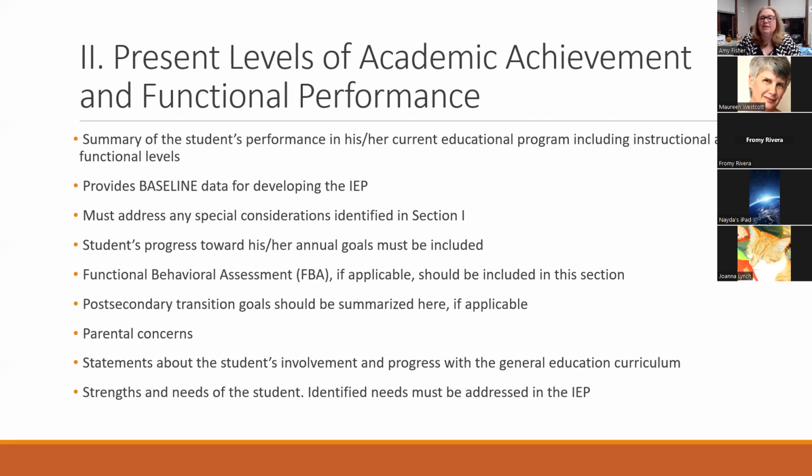Okay. The second section of an IEP is called the present levels of academic achievement and functional performance. In this part of the IEP, you will see a summary of the student's performance in his or her educational program, including instructional and functional levels. So this is, what's my student doing now? How's he doing in all of the things that you're trying to teach him?